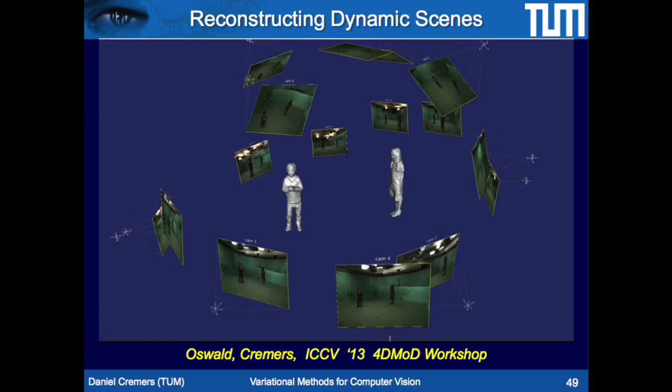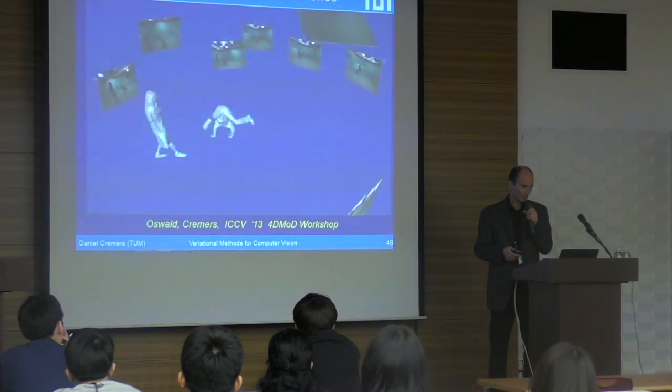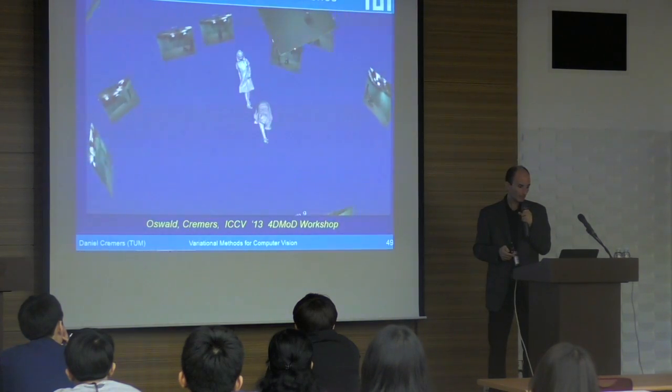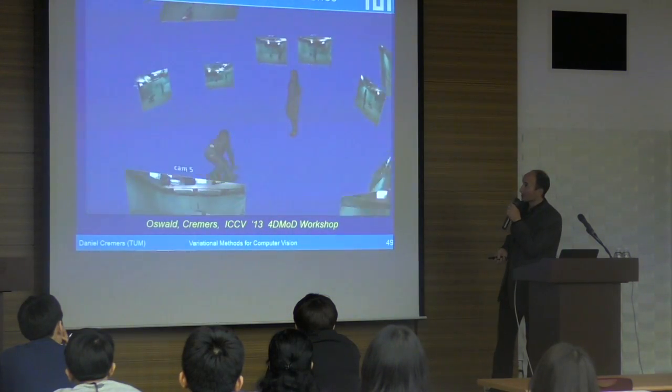This is sequences that were recorded in Edmond Boyer's lab in Grenoble. They have, at the time, 16, now actually 64, synchronized cameras that film this action. And we can reconstruct that action in time. For every time step, we can get a 3D model of the action. And this is something which I believe could never be done with a laser scanner, because it has to scan point by point or line by line. Cameras just get a much denser image measurement data.